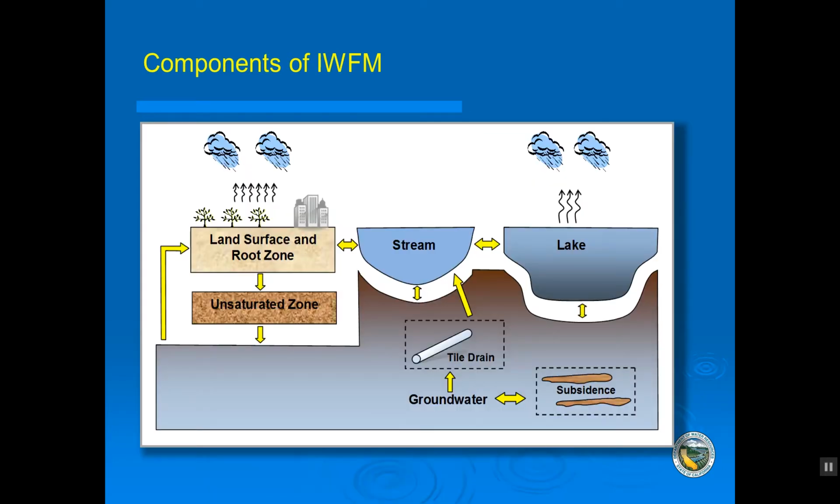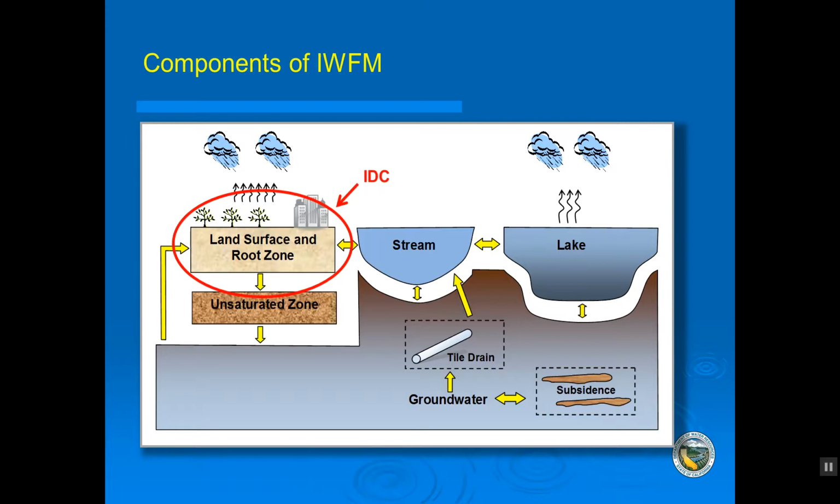So if you take each of the hydrologic components that we simulate in IWFM and turn them into Lego pieces, that's how it looks. It's our conceptualization of the hydrologic system in IWFM. We have streams, lakes, the groundwater component. There can be a vadose zone, an unsaturated zone, and then the land surface and the root zone part of it is called IDC, again, the IWFM Demand Calculator.